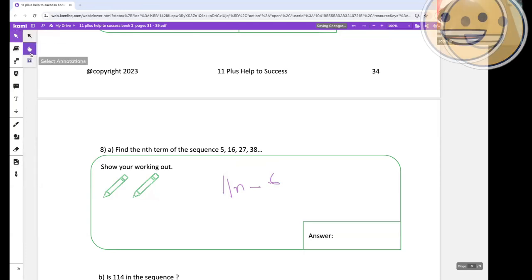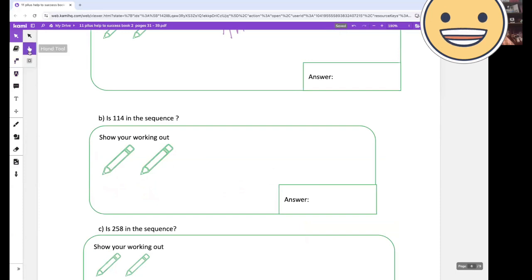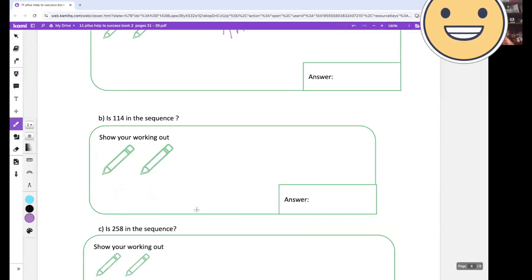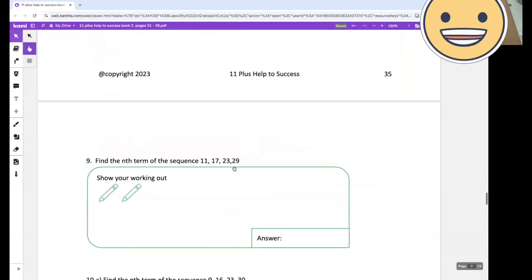And do you know the next one? B and C? I'm not sure how to do it. You just need to find the sequence and see if it's there. But the answer for this one would be a no. And the next one would be a yes. You guys just have to write down the sequence as you did in the previous one and then see it. Okay. You have to show your working out in these ones.